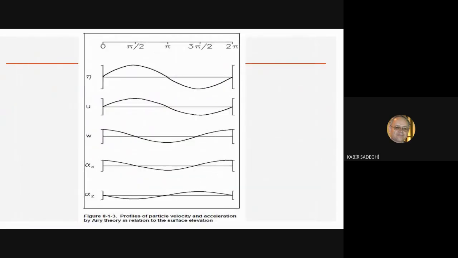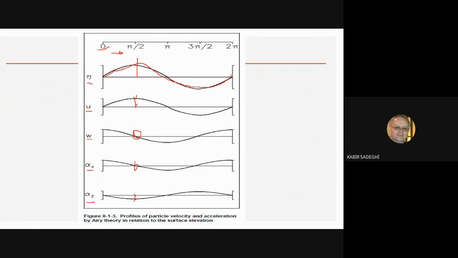In this slide, we see the relation between wave profile, horizontal velocity, vertical velocity of water particle, AX acceleration in X direction for water particle, and AZ water particle's vertical acceleration. And you know that when it has one cosine form or sine form, this is a little different. In the previous one, zero was here for profile, but it was considered from 1/4 length before. Doesn't matter. When this is maximum, u is maximum as well. And this is zero, and this is zero, and this is maximum.